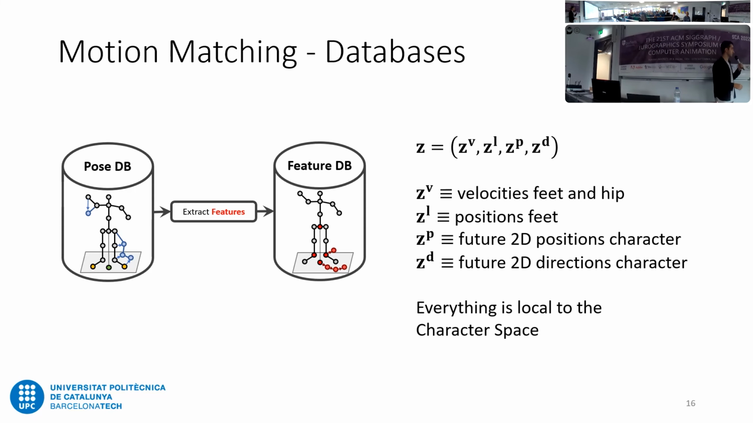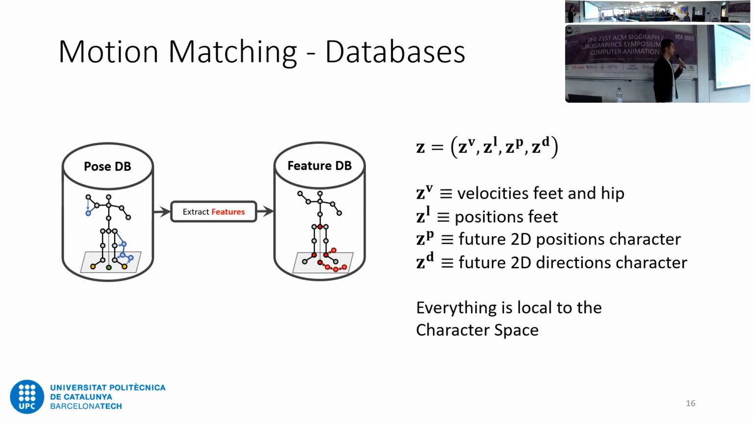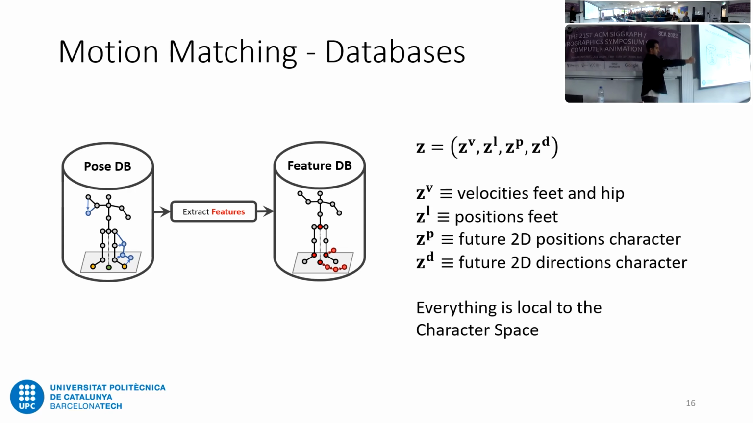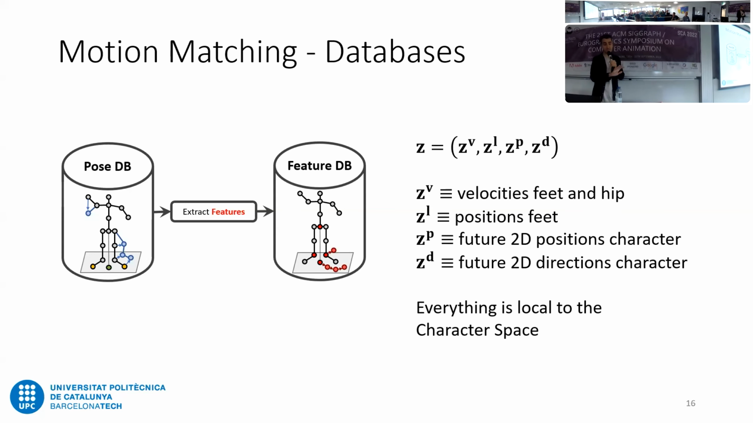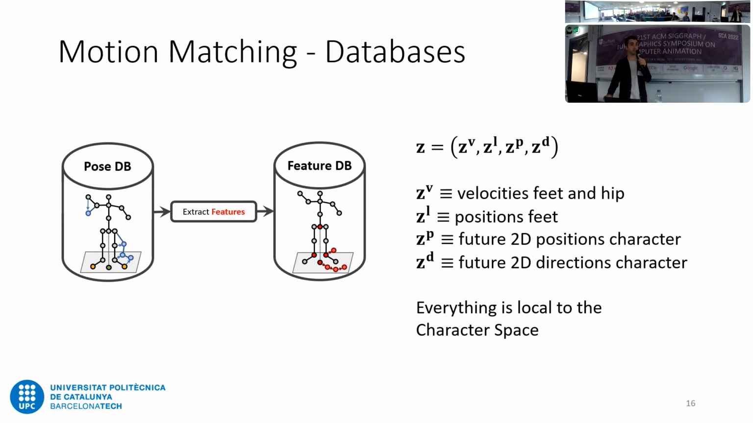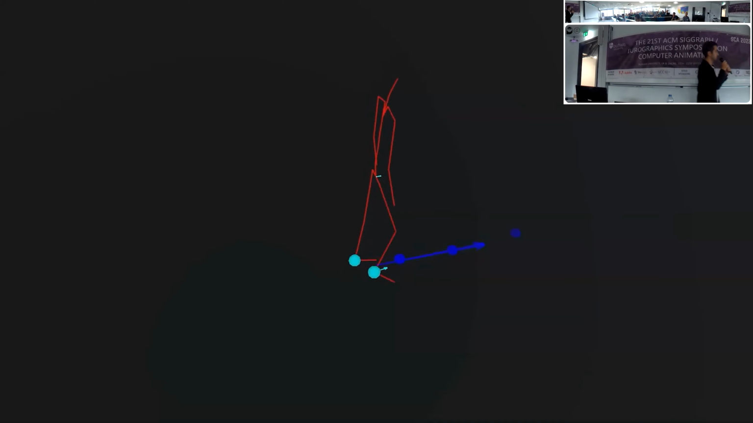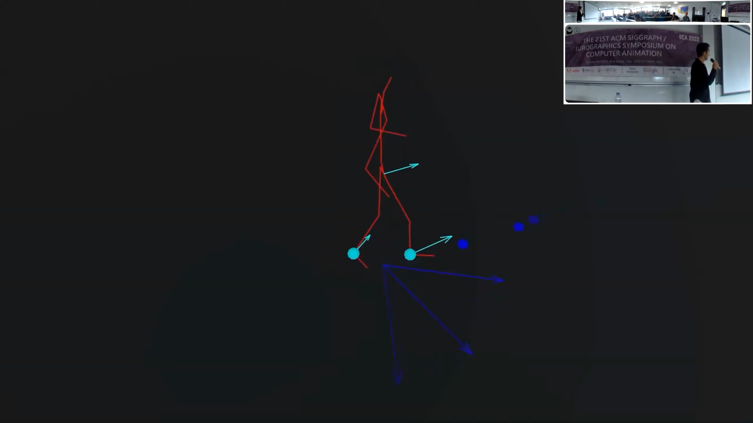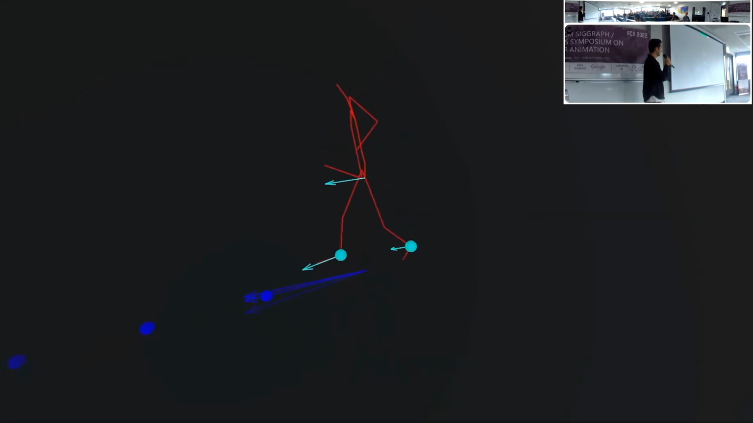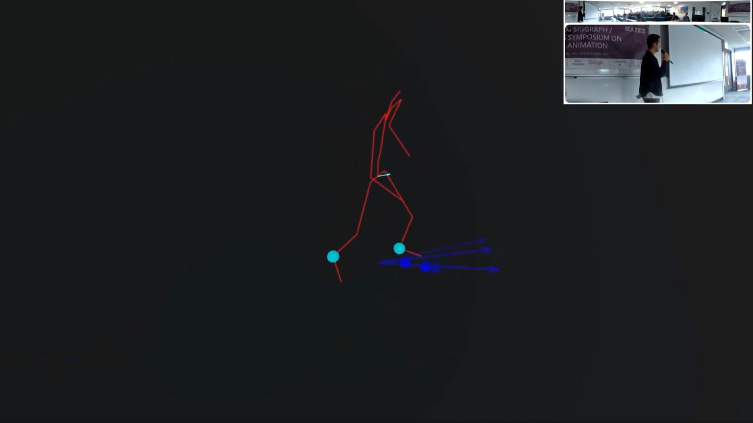the trajectory of the user. So this is going to be the future position of the character projected onto the ground, let's say 20, 40, and 60 frames ahead, and the same with the direction. So this feature database is what we're going to use for the search of motion matching. You can see here a representation with an idea of the features. In light blue, you have the pose features, and in dark blue, the trajectory features.